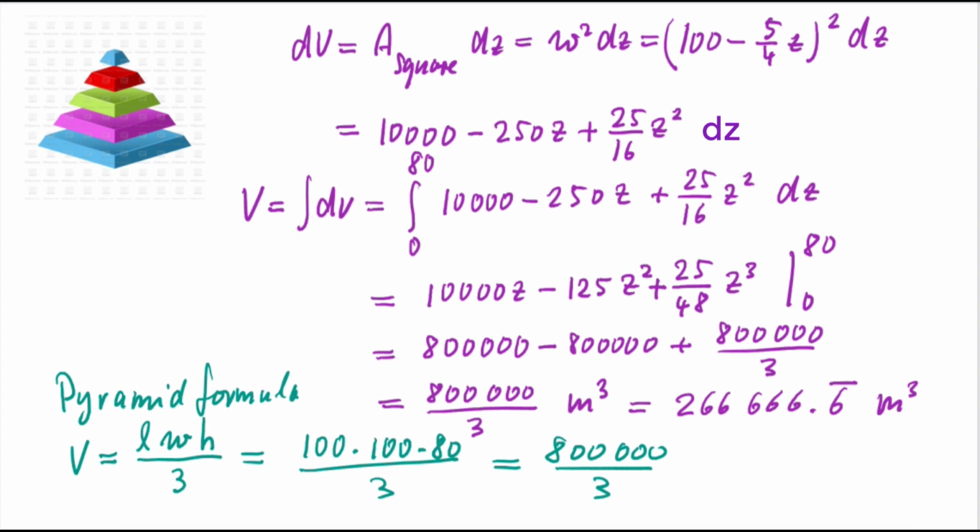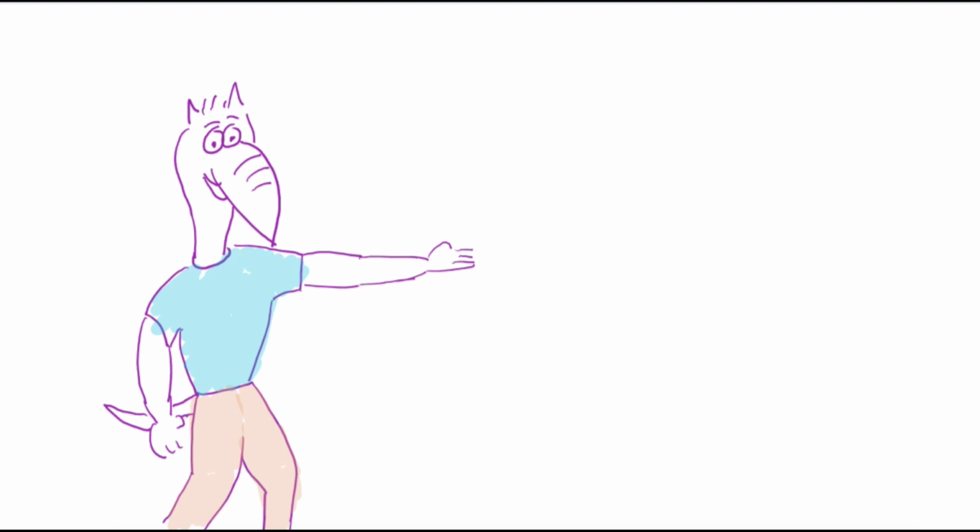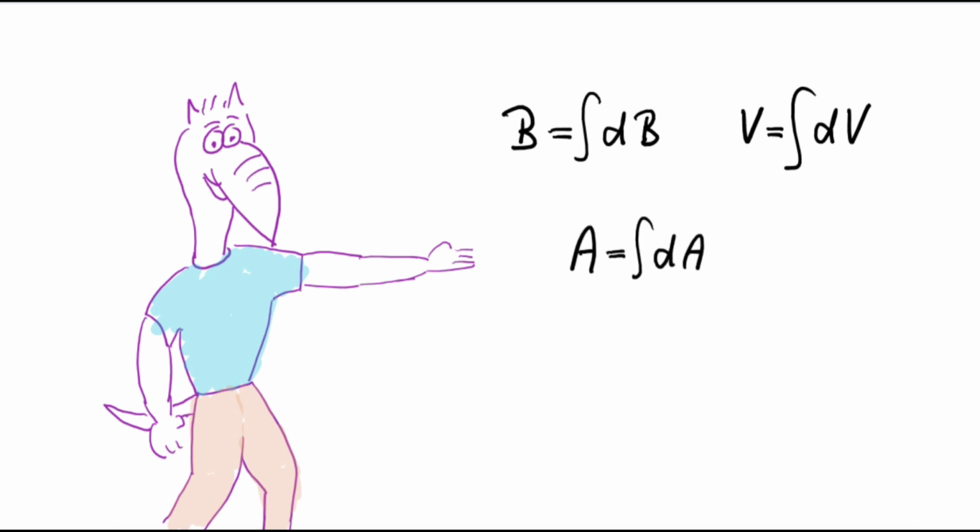So Tolo, did you get this? Do you understand this slicing method thing? Yes, Dr. Hillen. It's really easy, right? If you want to have B, you integrate dB, where dB is a little bacteria count. Or for the volume, you integrate dV. Or the area, you integrate the area. Or the mass, you integrate the mass.